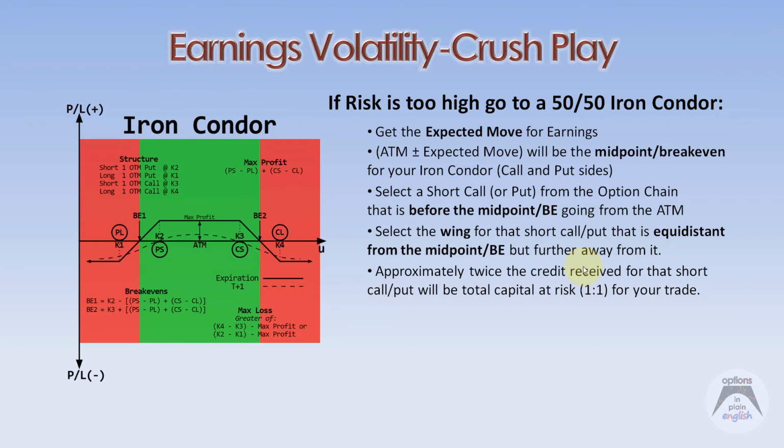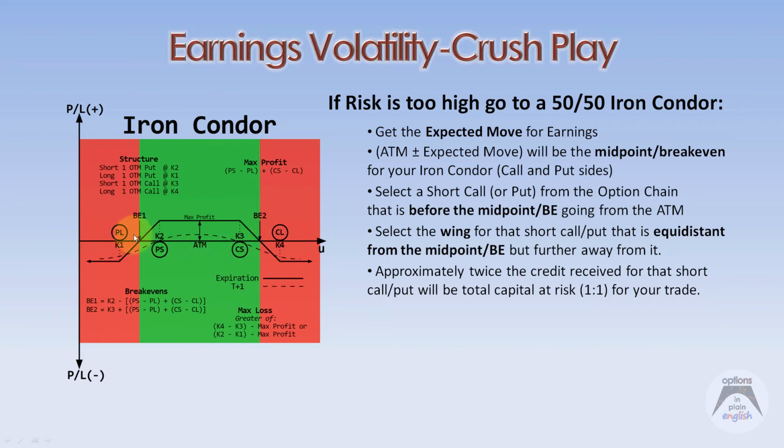Because of that short call spread or short put spread, you're going to be receiving a credit. Well, approximately twice the credit received for that short call or put will be the total capital risk, where you're going to go one to one for your trade. So let's say, for example, you go to the break even, you back up, let's say $2 here. Then you go from this point $2 higher. You have the short call spread, and let's say, for example, you're getting $150 as a credit.